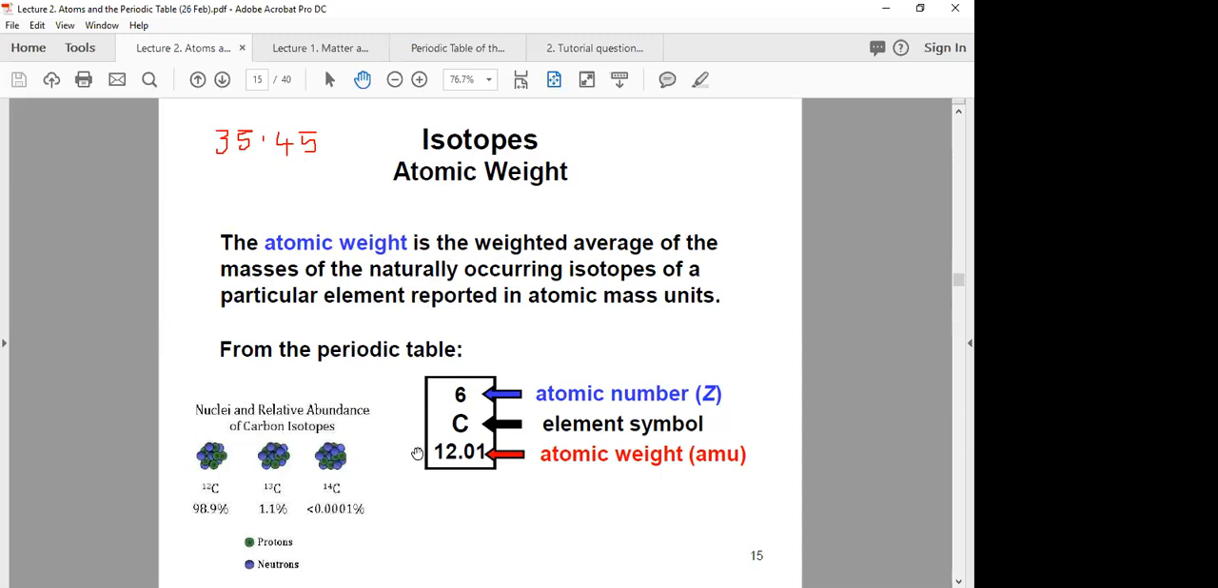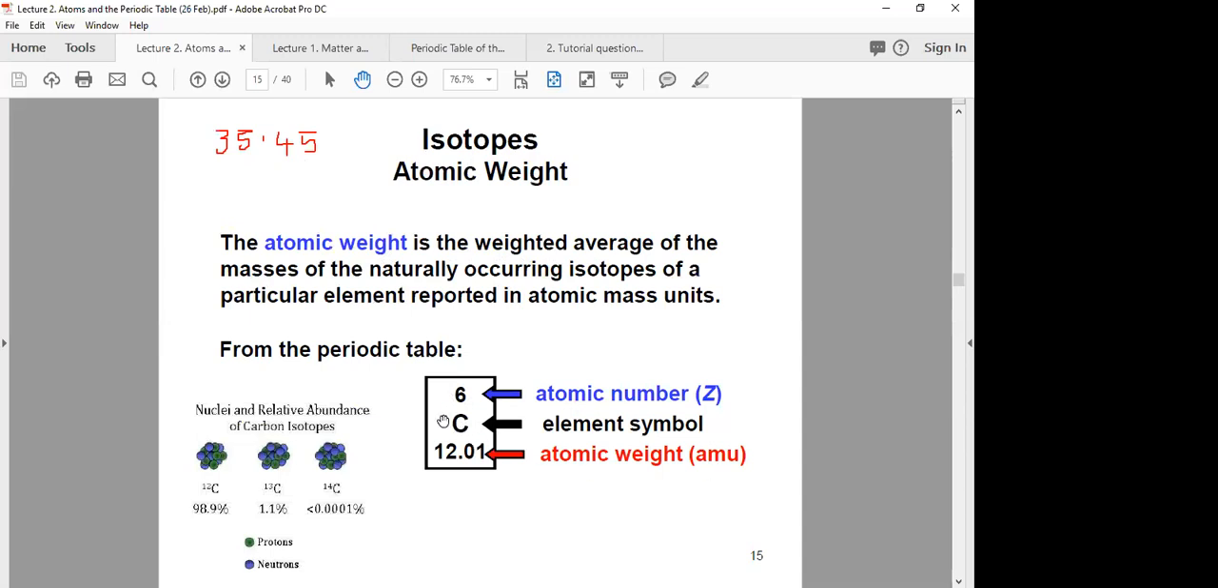So, for example, another example here, this is carbon. It occupies position number 6 on the periodic table. So, of course, that 6 is the atomic number, Z. And then under the element symbol, it says 12.01. This is the atomic mass or atomic weight using the units AMU.